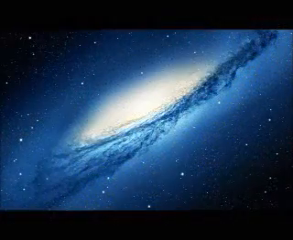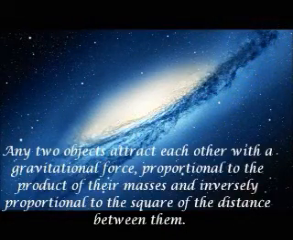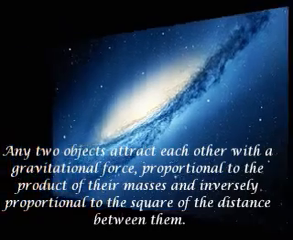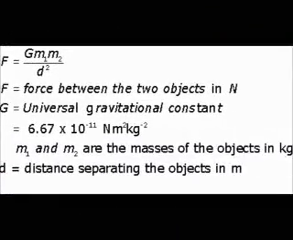Newton's law of universal gravitation. Any two objects attract each other with a gravitational force proportional to the product of their masses and inversely proportional to the square of the distance between them. Here we see the equation for universal gravitation, where G is the universal gravitational constant.